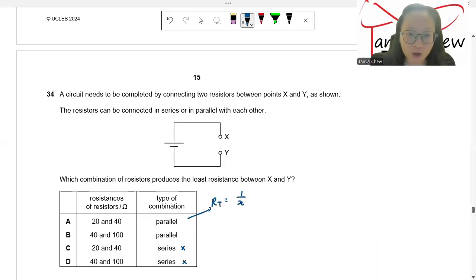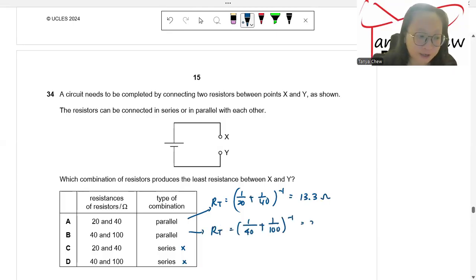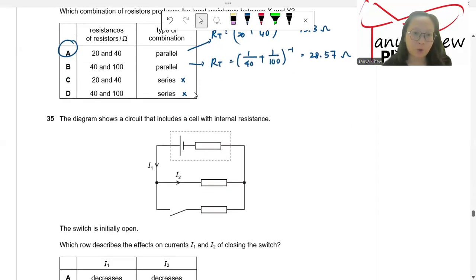Total resistance 1 over 20 plus 1 over 40. Inverted, you should get 13.3 ohm. For this one, total resistance is equal to 1 over 40 plus 1 over 100. Inverted, you should get 28.57 ohm. So A is the answer because I want the least resistance.